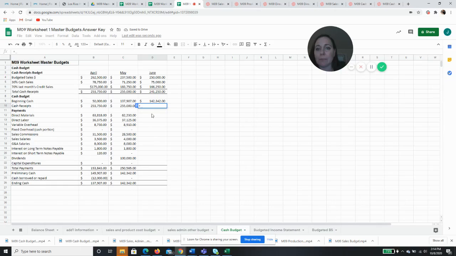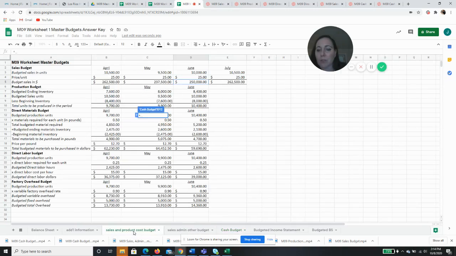Our beginning cash for June is our ending cash for May, and we're going to add our June cash receipts. Our direct materials, remember, we buy on account. When we bought them, we debited materials and credited AP. Then we pay that accounts payable off the following month, which means our cash payment related to direct materials is for the amount we bought last month in May.